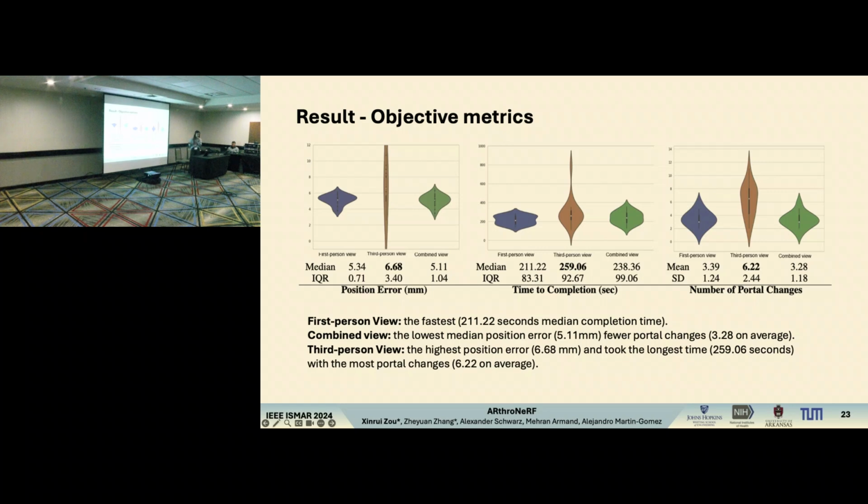Our user study showed that the combined view had the lowest median position error and fewer port changes. The first person view was the fastest, and in contrast, the third person view had the highest position error and took the longest time.